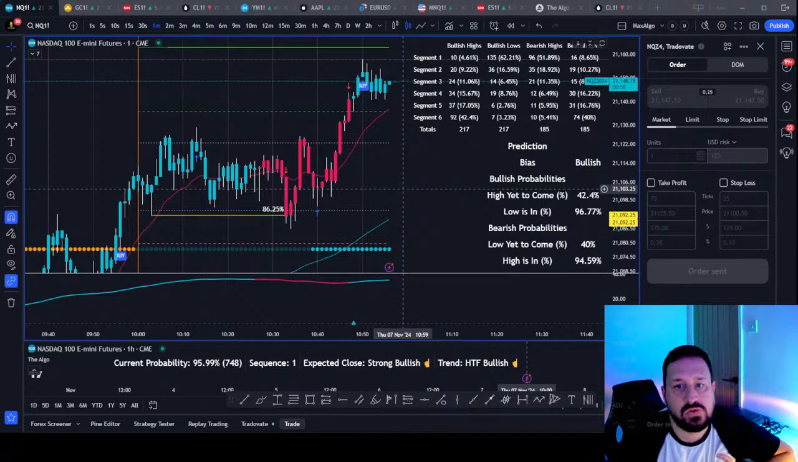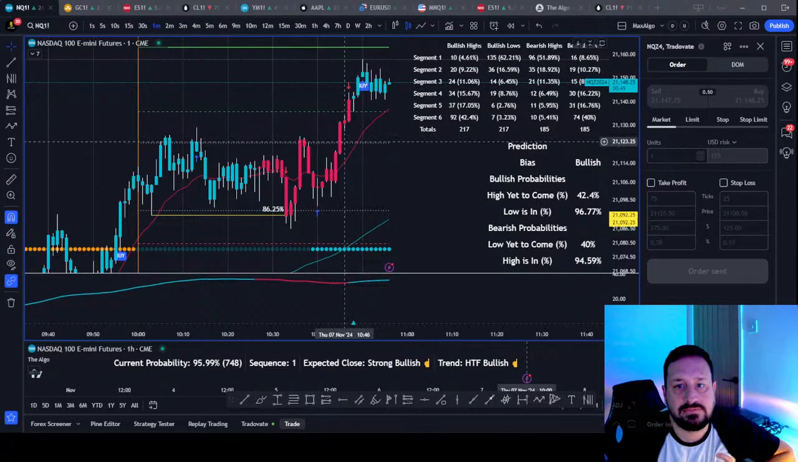I am going to. Yeah, nice buy signal. I really like this type of price action. This correctiveness while staying bullish. I like.